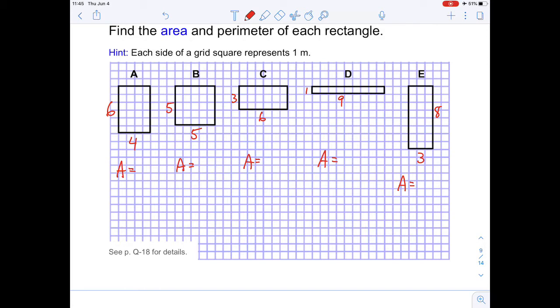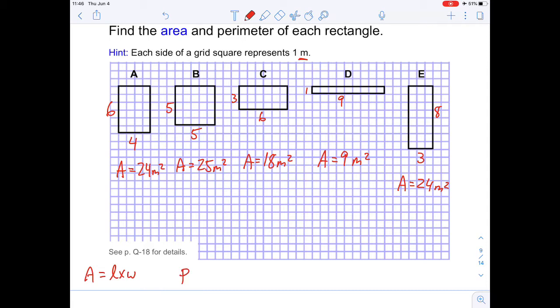I remember that area is equal to length times width. So here I have, remember these are supposed to be 1 meter long sides. 6 times 4 is 24 meters squared. 5 times 5 is 25 meters squared. 3 times 6 is 18 square meters. 1 times 9 is 9 square meters. And 3 times 8 is 24 square meters.